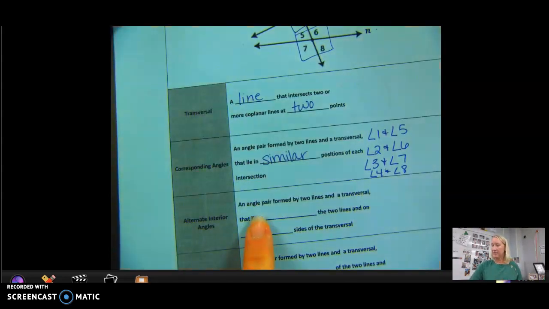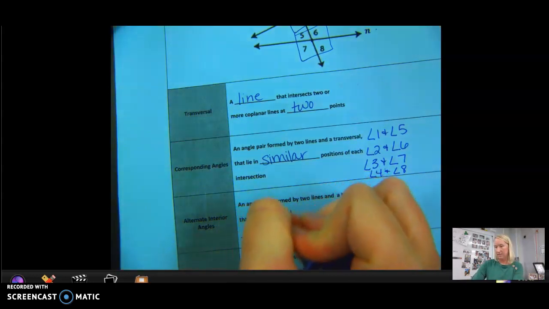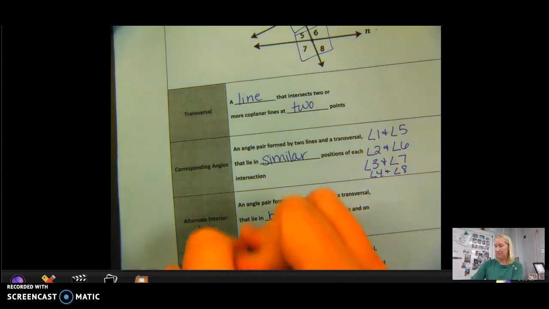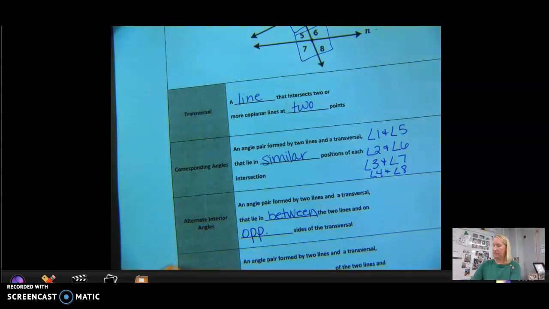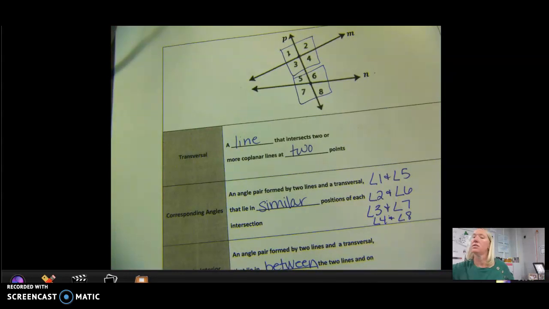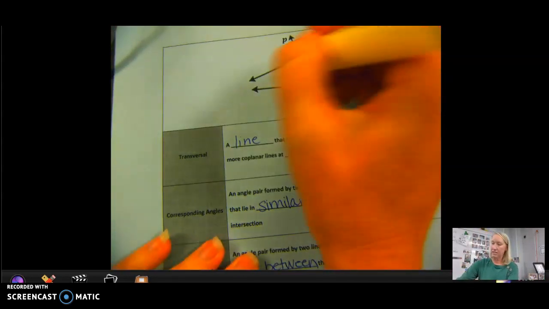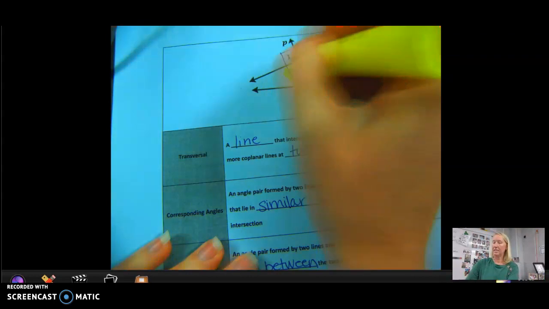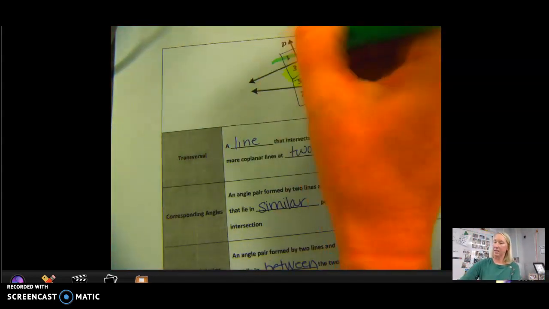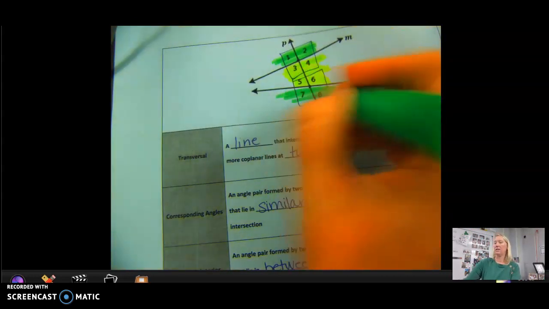Alternate interior angles is an angle pair formed by two lines and a transversal that lie in between the two lines and on opposite sides of the transversal. Okay, so alternate interior. So we're talking about interior, inside. So these are my interior angles because they are in between or inside the two lines. These are my exterior angles because they lie on the outside of the two lines.